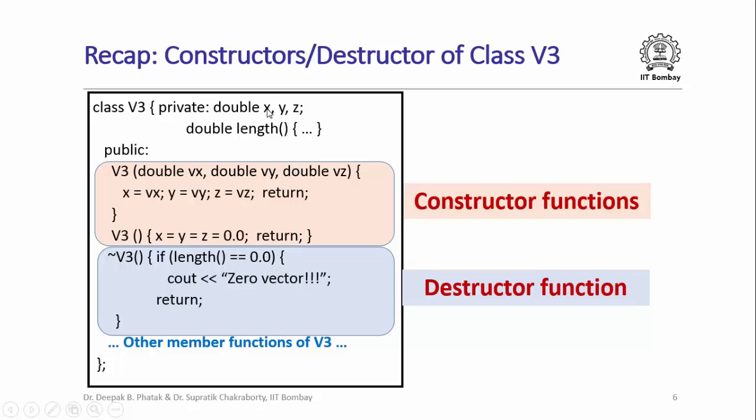Here is an example of the constructors and destructor of the class V3 for representing three-dimensional vectors that we have already studied in the last few lectures. The class V3 has three data members X, Y, and Z, each of type double, and all of these are private. It also has some private member functions and some public member functions. Specifically, we are interested in the two constructor functions for the class V3 that we had studied in our last lecture, and also one destructor function for the class V3 that we had studied earlier.